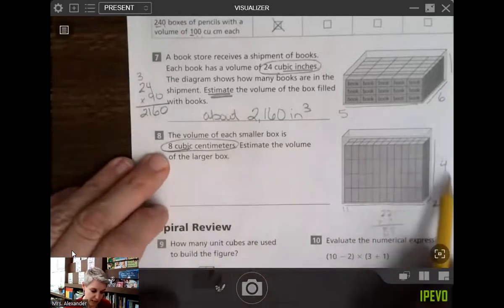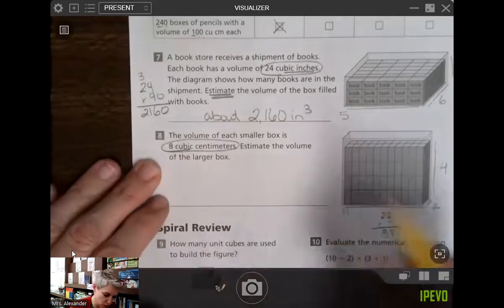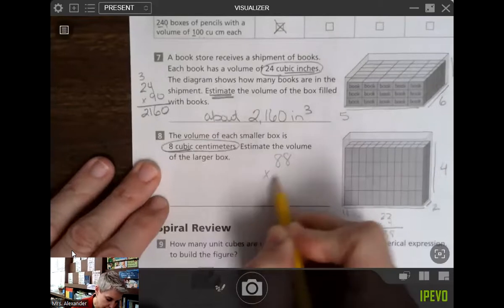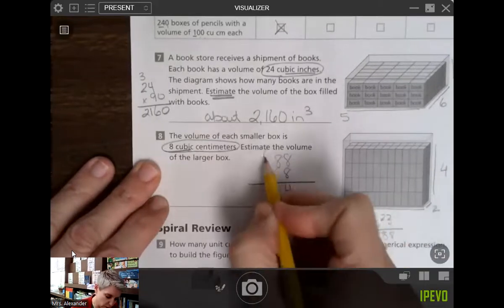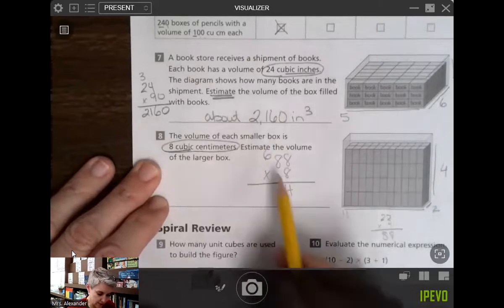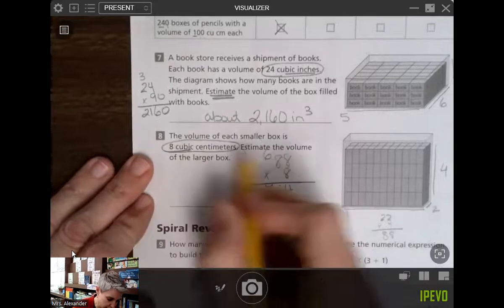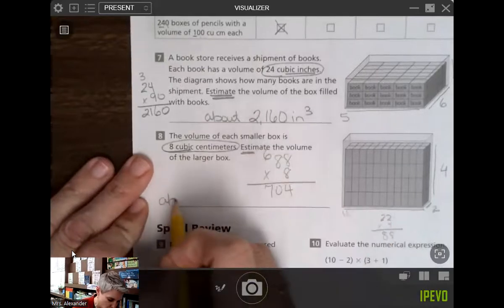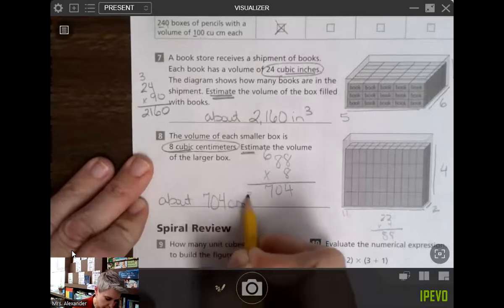Now, that tells me how many smaller boxes. Each of them is 8 cubic centimeters. So I'm going to do 88 times 8. 8 times 8 is 64. I'll regroup. 8 times 8 is 64 plus 6. I'm going to get 704. And again, we're estimating, so it's about 704 cubic centimeters.